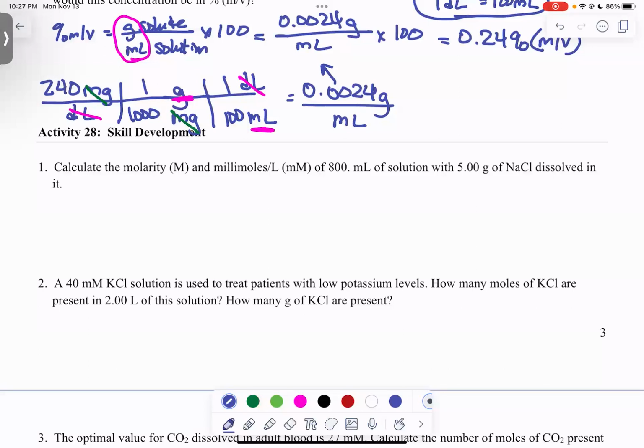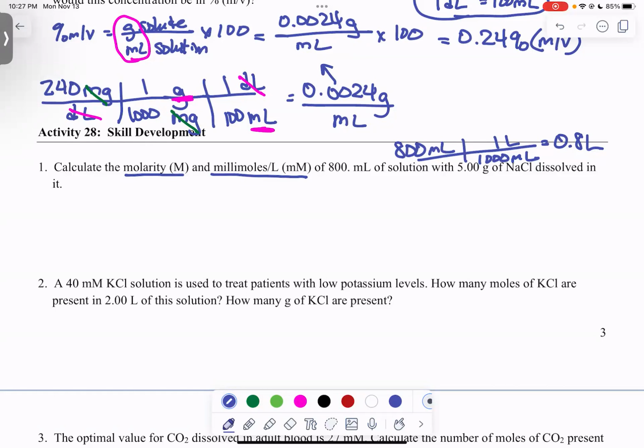Okay, the first thing that I want to think about: if I'm going to molarity or millimolar, I need to get my volume out of milliliters and into liters. So I know 800 milliliters, if I say that's 1,000 milliliters in 1 liter, would give me 0.8 liters. Okay, so that's a good little piece to know.